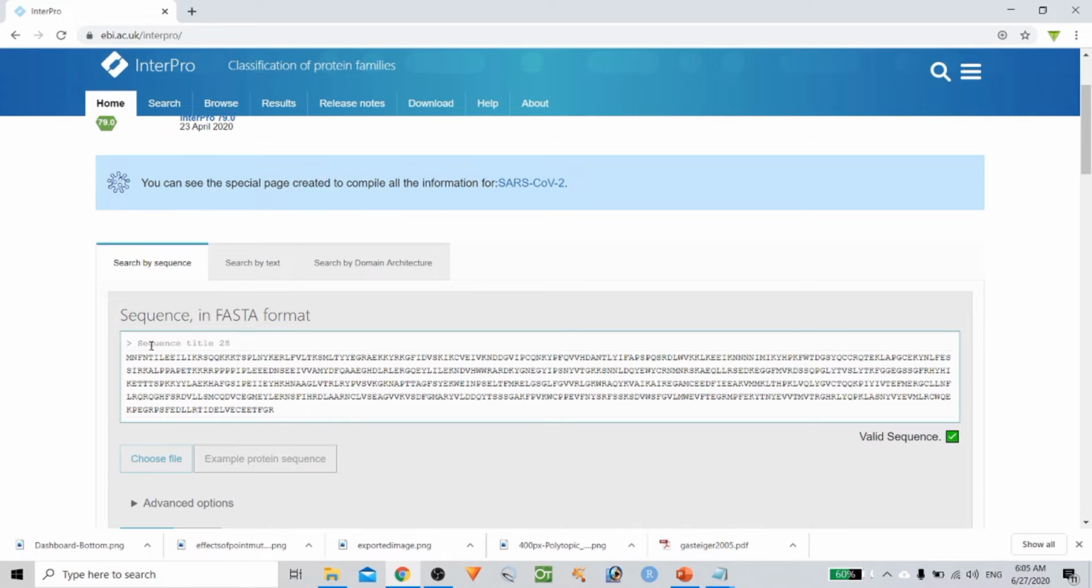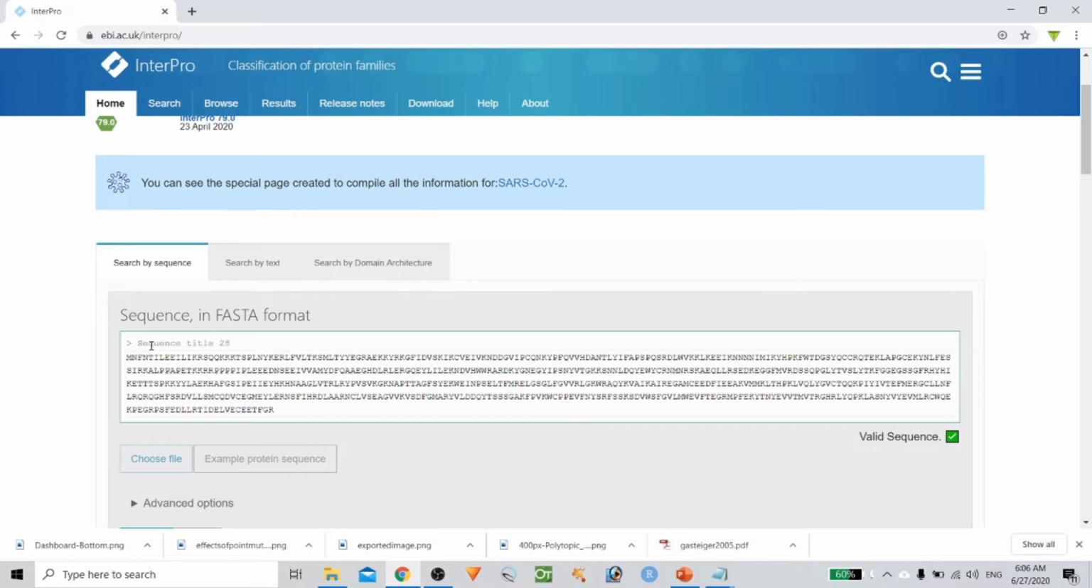Let me give some basic introduction about InterPro. InterPro is a resource that provides functional analysis of a protein sequence by classifying them into families and predicting the presence of domains and important sites. InterPro is always the best one to check the domain parts. If you are working on domain analysis, it is always preferable to use InterPro.